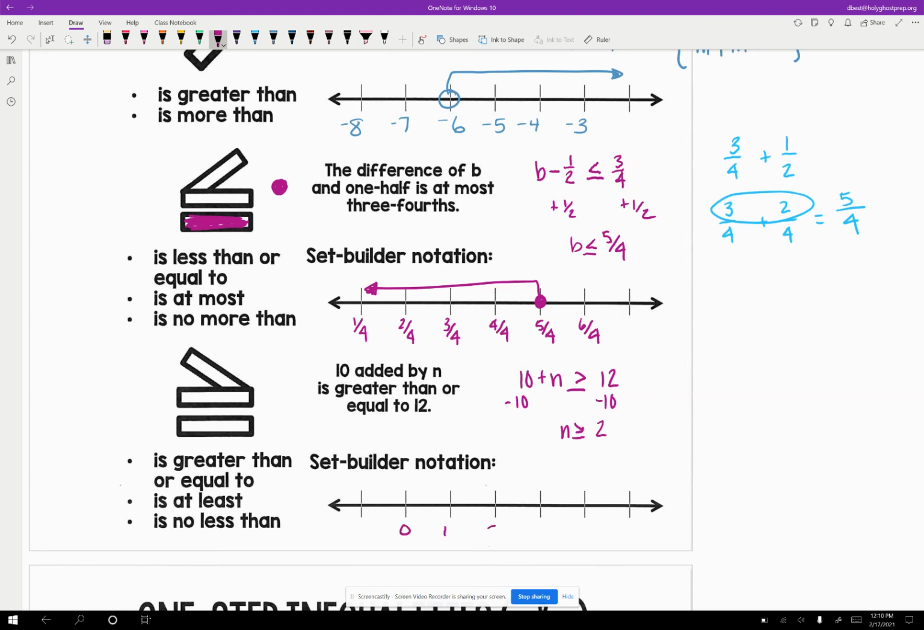Label your number line with whatever numbers you want, as long as 2 is on there and you're counting by consistent values. Okay. I need a solid circle at 2, and my arrow is going to go right because that's the direction all the numbers are bigger than 2.